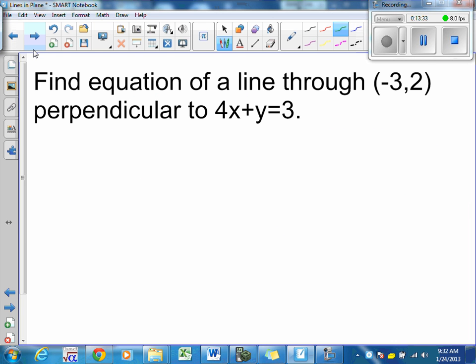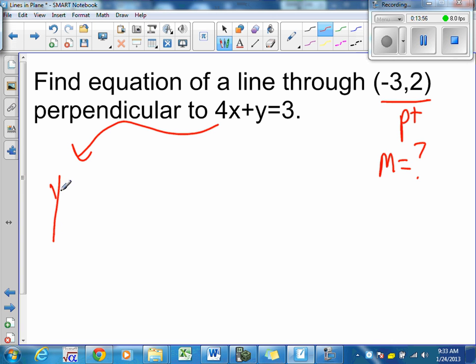Find the equation of a line through negative 3, 2 that's perpendicular to 4x plus y equals 3. Well, we know perpendicular lines, the slope is you flip it and you change the sign. So here's my point. I need to find the slope. Well, I know it's got to be perpendicular to this line. So let's figure out what this slope is. So I'm going to put this line into slope-intercept form so I can determine my slope here is negative 4.